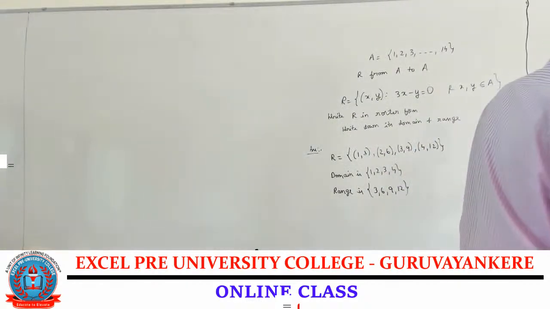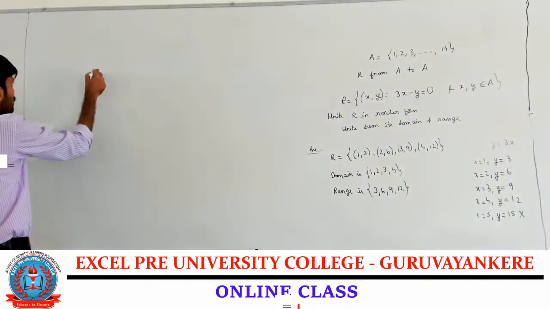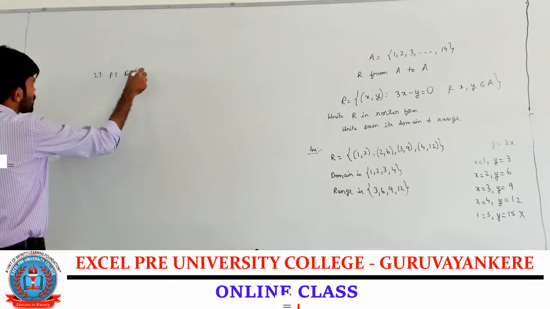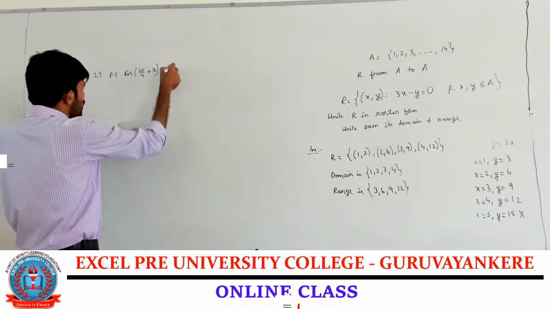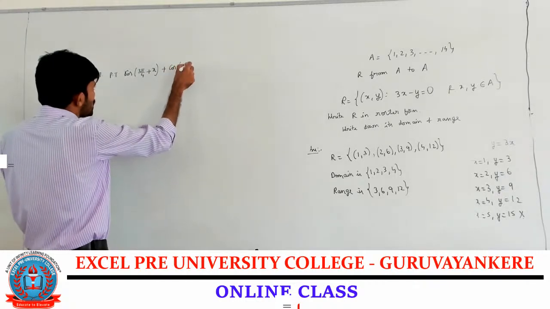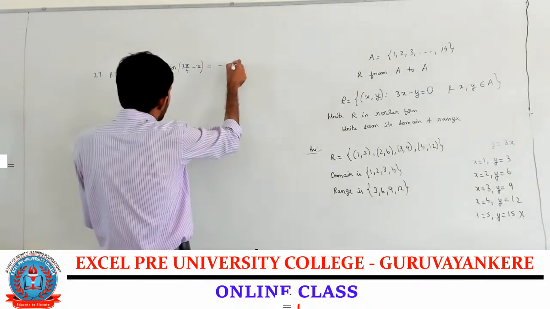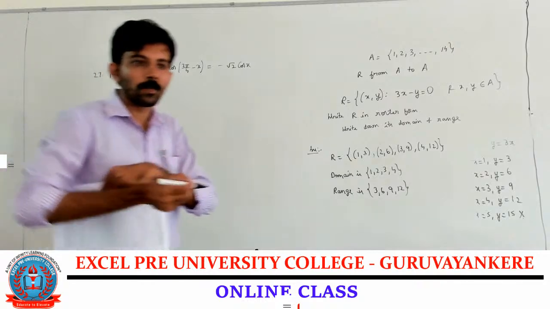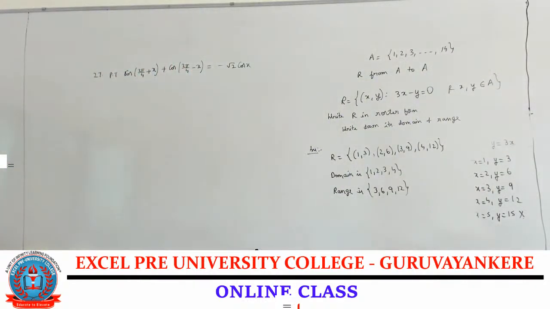Next one, prove that cos of (3 pi by 4 plus x) plus cos of (3 pi by 4 minus x) is equal to minus root 2 cos x. Start from LHS. Start from LHS.